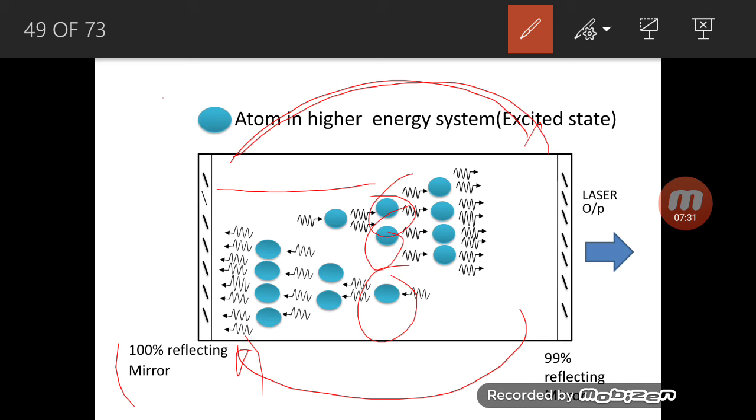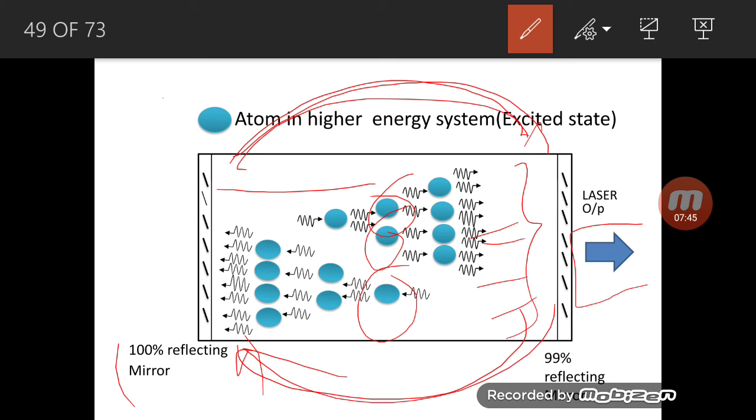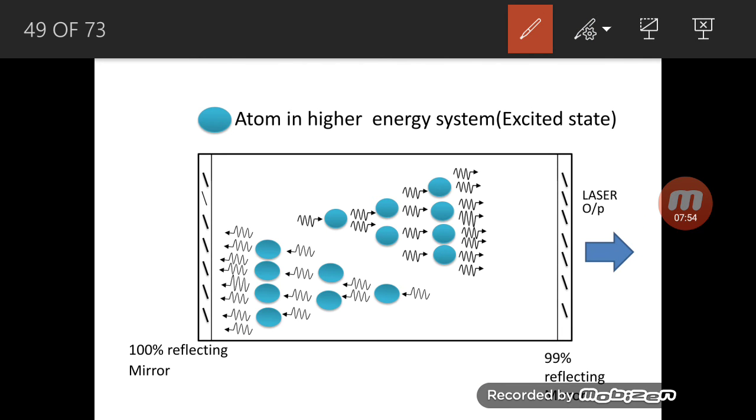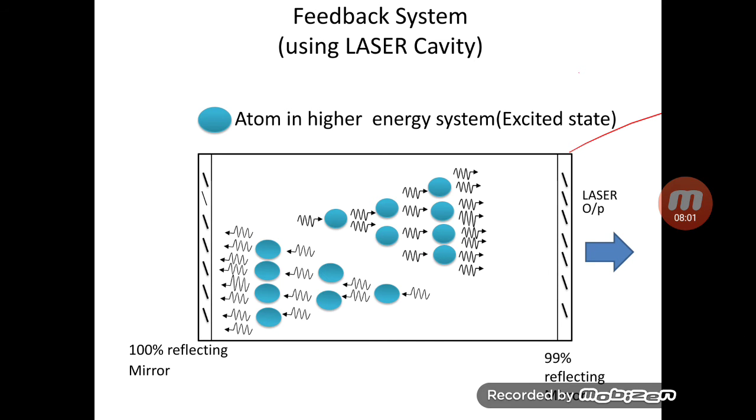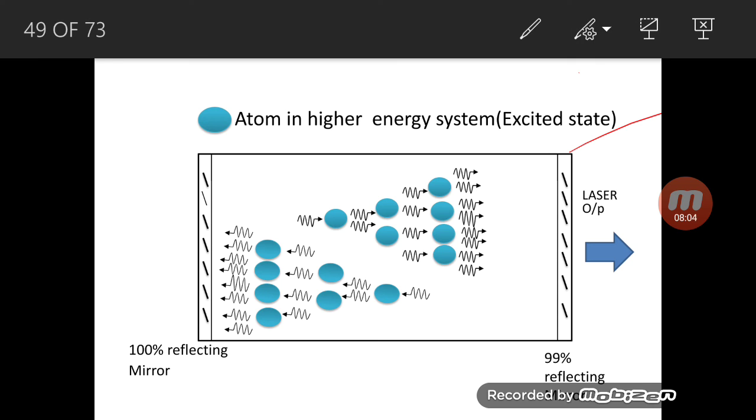So therefore, the to and fro motion of the photons will increase the number of photons. At this particular point, when the number of photons which reaches this end is sufficient, then a small part of that photon will be tapped out. That tapped out part will be acting as the laser output. This is how the feedback works for a laser system. So with this in mind, we shall go for the requirements of a few terminologies associated with the laser system.